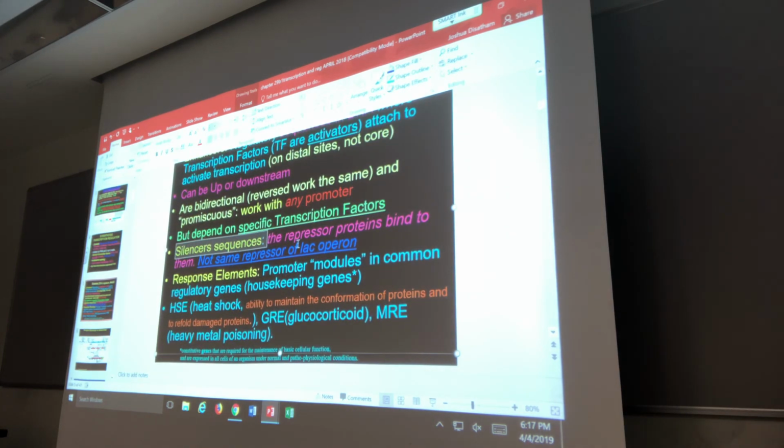Those are the sequences that, when transcription factors bind to them, inhibit transcription. And response elements, same thing: DNA sequences that specific transcription factors bind to in response to a particular environmental condition. Another example given in the notes here are heat shock response elements. These are ones that respond to sudden changes in temperature. All right, and there's a couple other ones listed here.